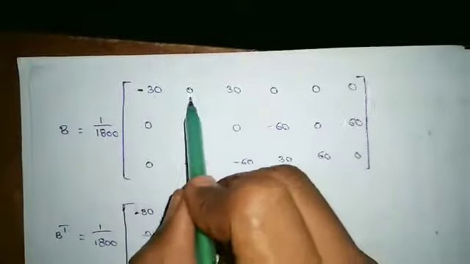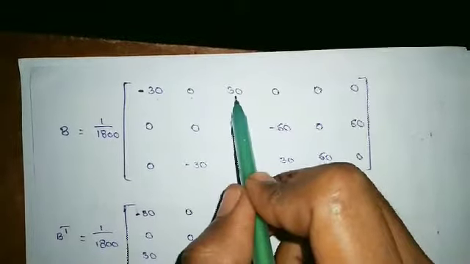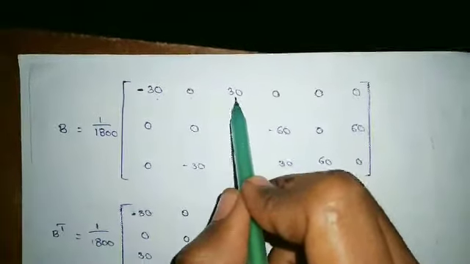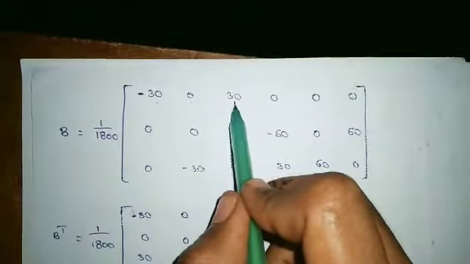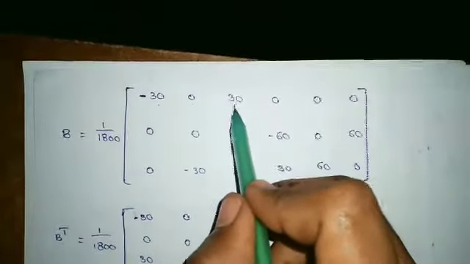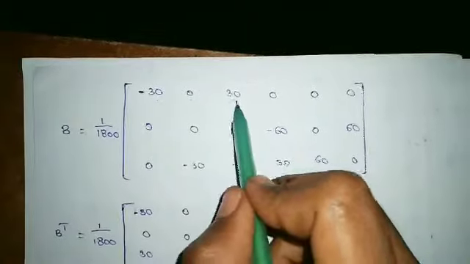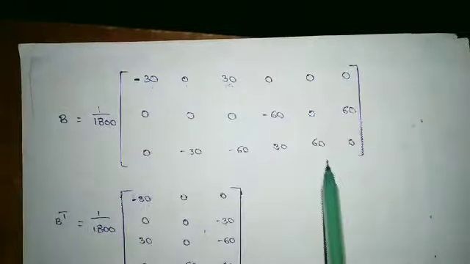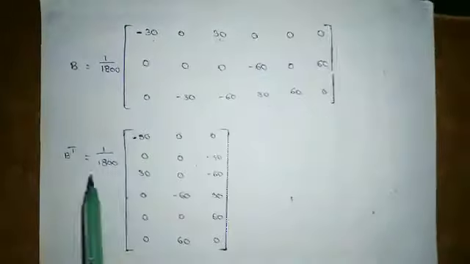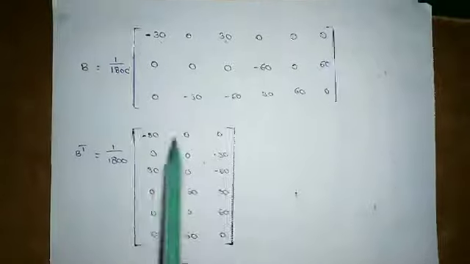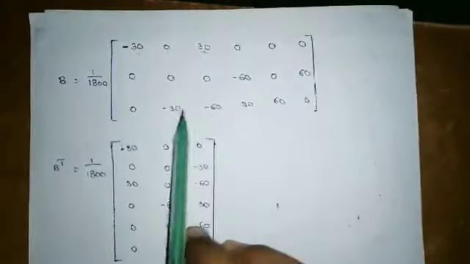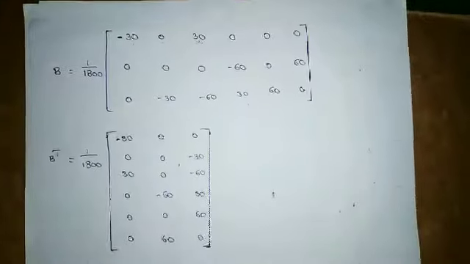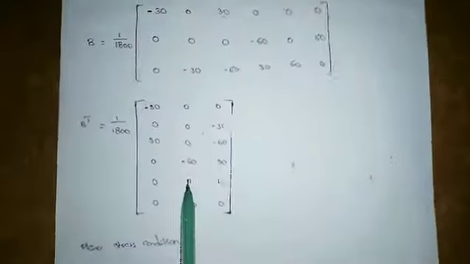Similarly, next, what is the value of y31? y31 means 30 minus 0, so the value is 30. Substitute all the values and you will get this matrix. This is the B matrix. After finding the B matrix, you have to find the B transpose. What is the B transpose? In the matrix, all the rows are converted into columns and columns into rows. This is the B transpose.